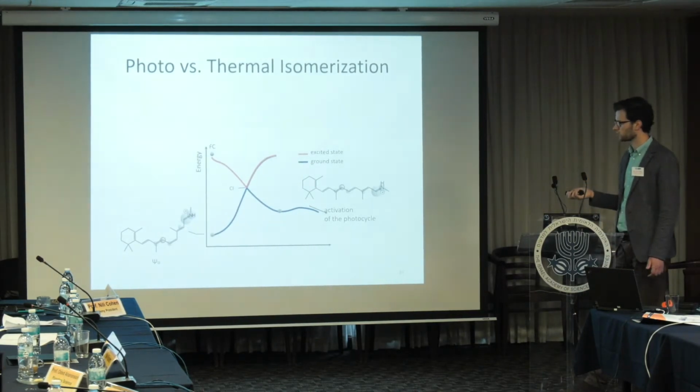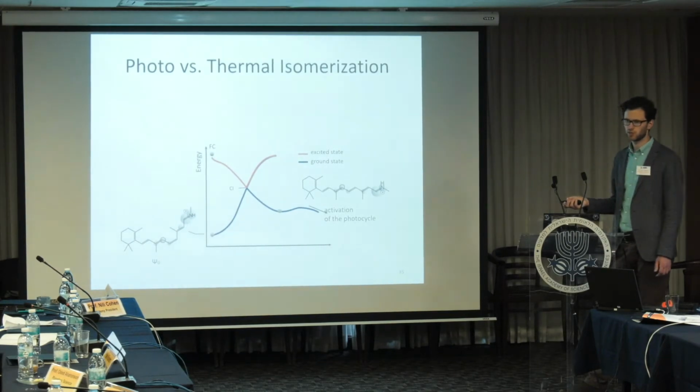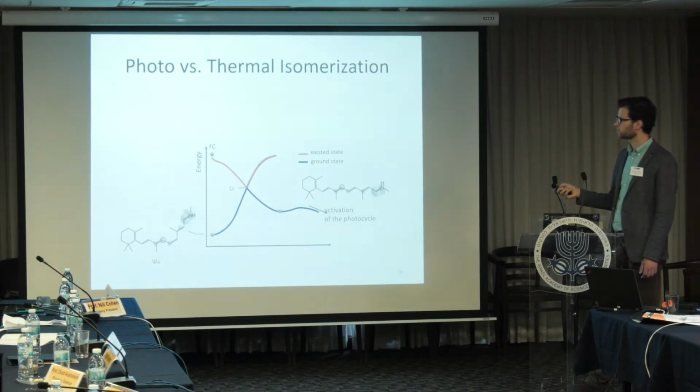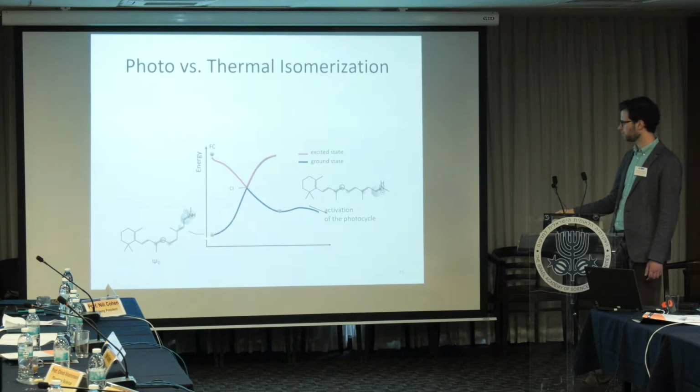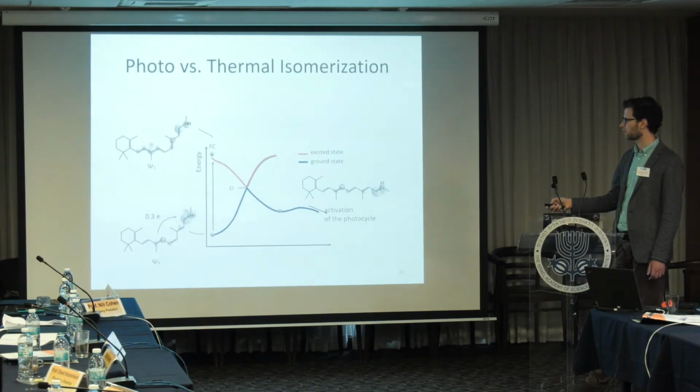Before I show you the result and give you the explanation, I just want to summarize these two different processes. On one hand, we have the photo process that I explained in the first part. This is the so-called electronic ground state in blue, and in red is the excited state, and the molecule can reach the excited state by absorbing a photon. This is indicated by a vertical line.